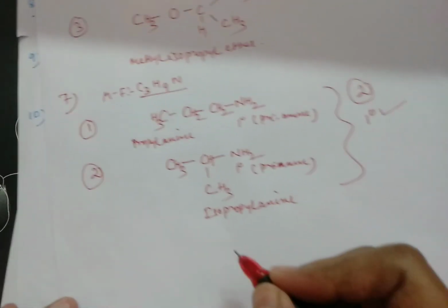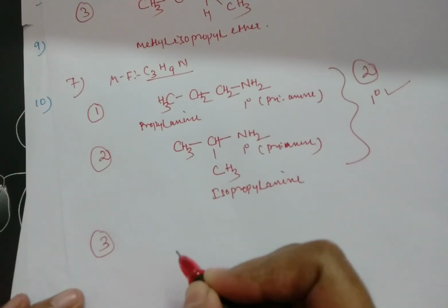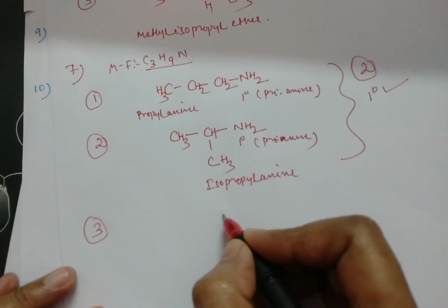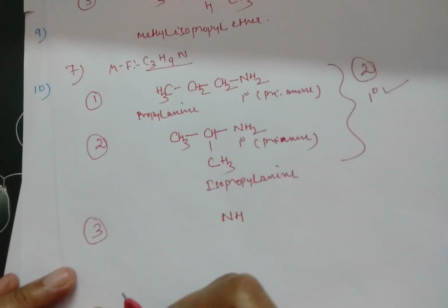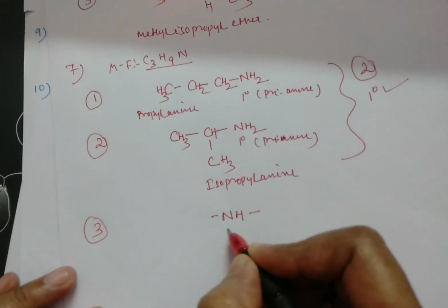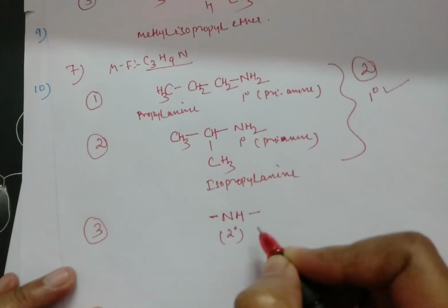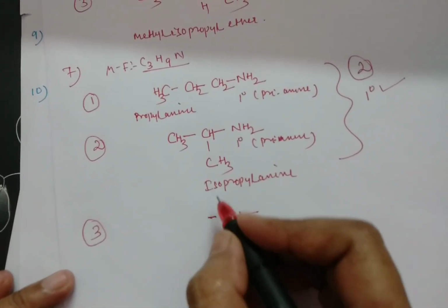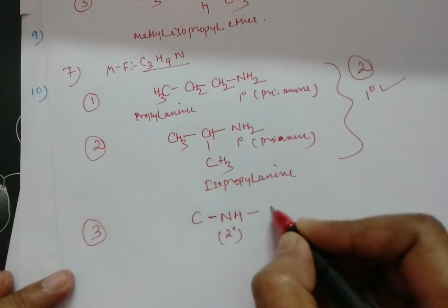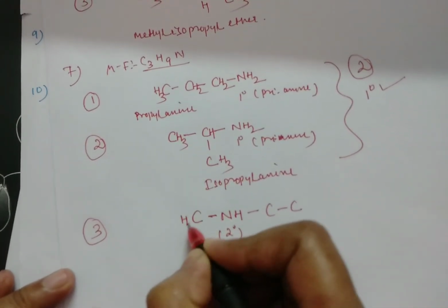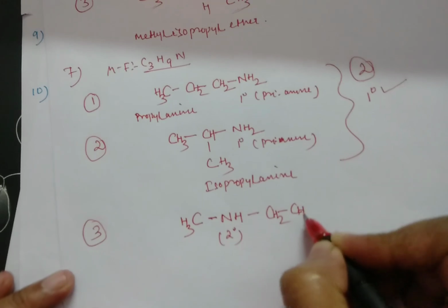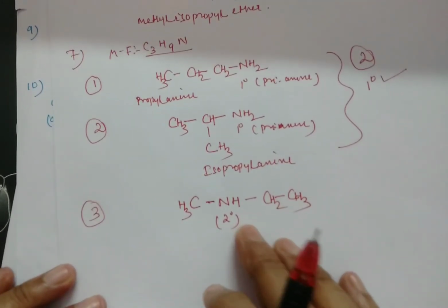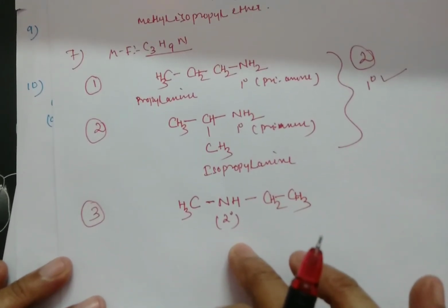Okay. Similarly, how many secondary amines are possible? We know that in amines, the secondary amine is NH. NH is your secondary amine. The secondary amine is always present in the middle, so how many carbon atoms? If I write this one and this two, this is your CH3, CH2, CH3. Nothing else is possible. Only this one is possible for secondary amine.